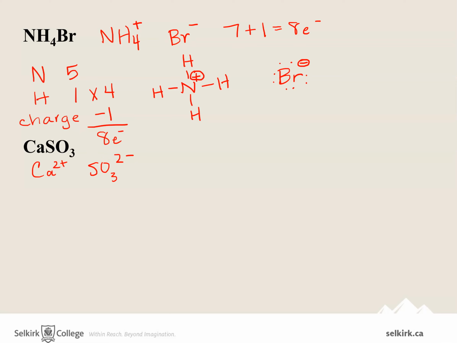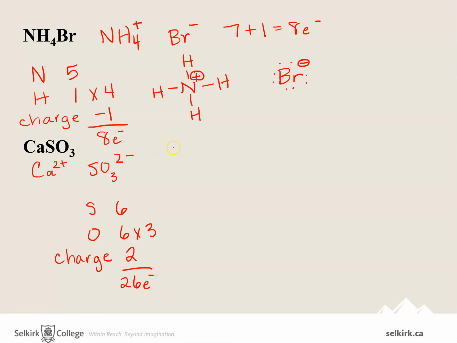Now the calcium 2+ ion, I'm going to treat like the sodium ion on the previous slide. Neutral calcium has 2 valence electrons, but when I made it 2+, there's no electrons left. So let's focus on the sulfite ion. Sulfur has 6 valence electrons. Oxygen has 6, and there's 3 of them. There's a net charge of -2, so we're going to have to add 2 more electrons. 26 electrons.